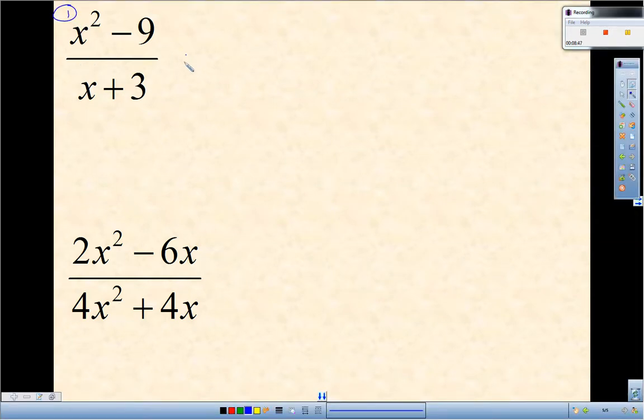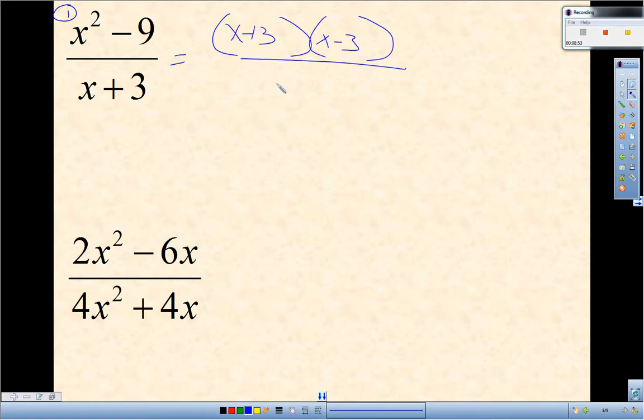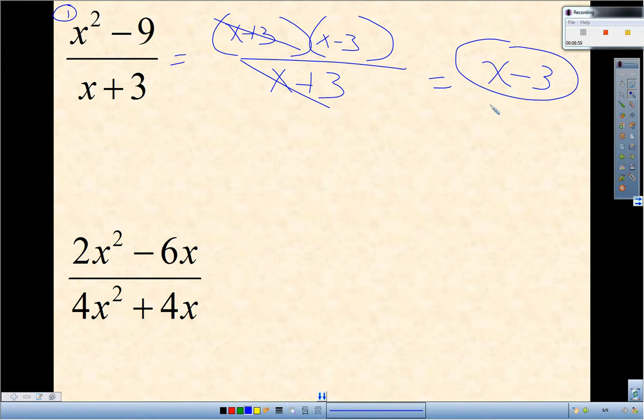If I look at the numerator of this one, x squared minus 9, that's a difference of 2 squares, so I can factor that into x plus 3, x minus 3. In the denominator, I can't factor that anymore, but I can cross out the common factors, and that leaves me x minus 3. Notice that there is no excluded value for this one because I don't have a variable in the denominator.